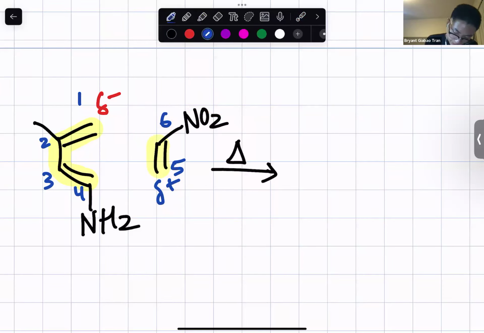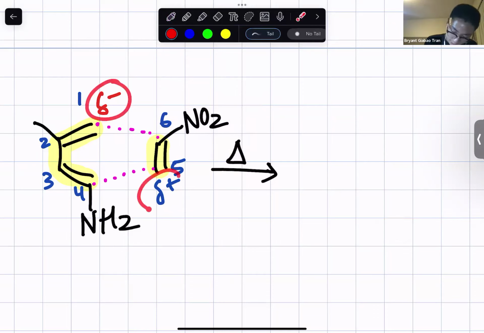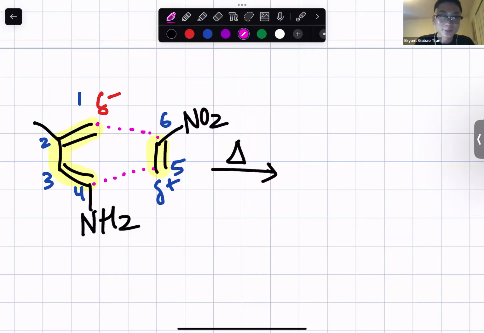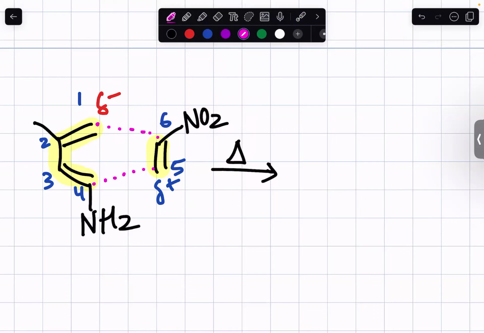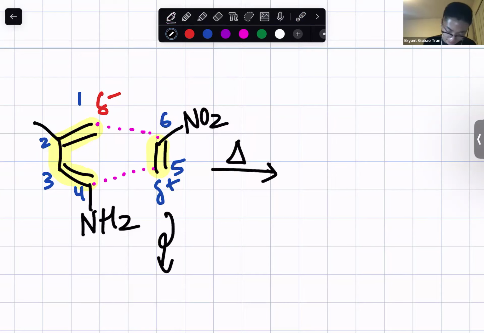Right. Now let's see the pocket between the diene and the dienophile, right? We notice that the charges here do not align. Like the negative charge is on top, the positive charge is on bottom. So what do you think we have to do to fix this problem here? You'd have to twist the diene. Yeah, rotate that upside down, right?